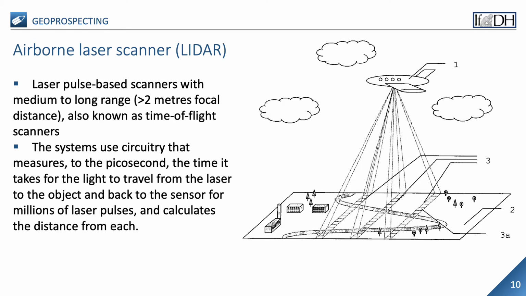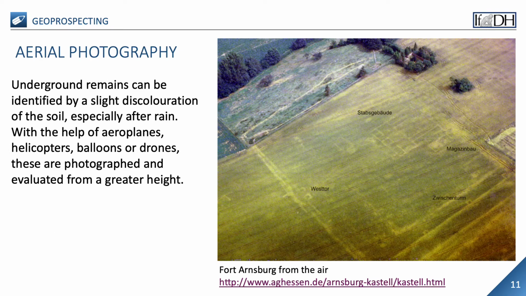and calculate the distance from each. An even simpler method of geoprospecting is aerial photography. This is because underground remains can be seen, especially after rain, by a slight discoloration of the ground. With the help of aeroplanes, helicopters, balloons or drones, these can be photographed from a greater height and thus evaluated.